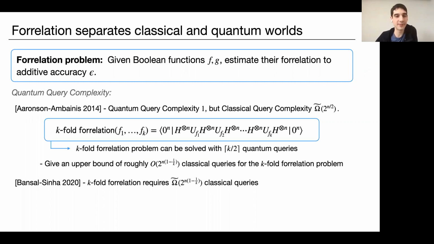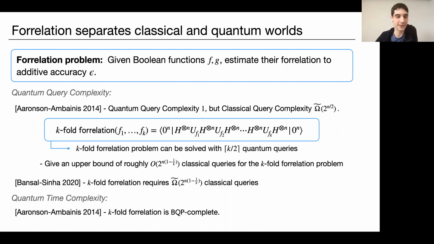So moving away from quantum query complexity, if you think of general quantum time complexity, then Aaronson and Ambainis also show that this k-fold correlation problem is BQP-complete. So once again, another witness of hardness. So that's a brief background on the Forrelation problem, and I think this is one of the reasons that.